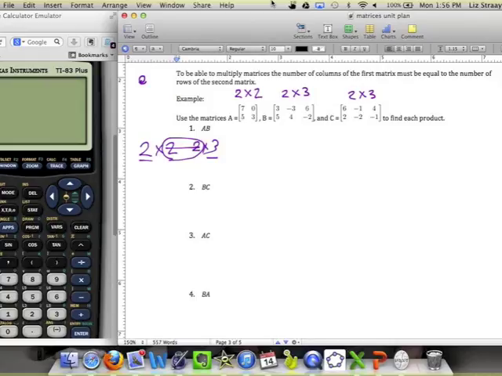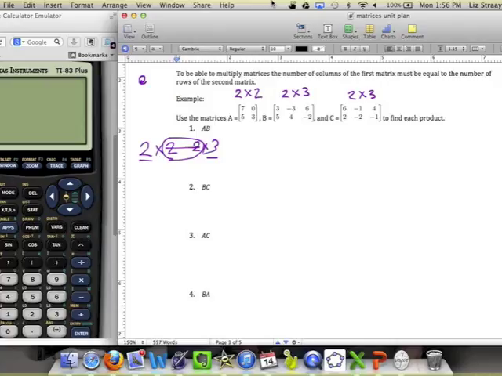So wait, can you say it one more time? Yep, so if we would write out the dimensions of the first one, A is 2 by 2, and the dimensions of the second one is 2 by 3, the middle numbers need to match, and if they do, it's possible, and your answer will be the two outside numbers. So number one is possible, and we're going to expect to have a 2 by 3 matrix.